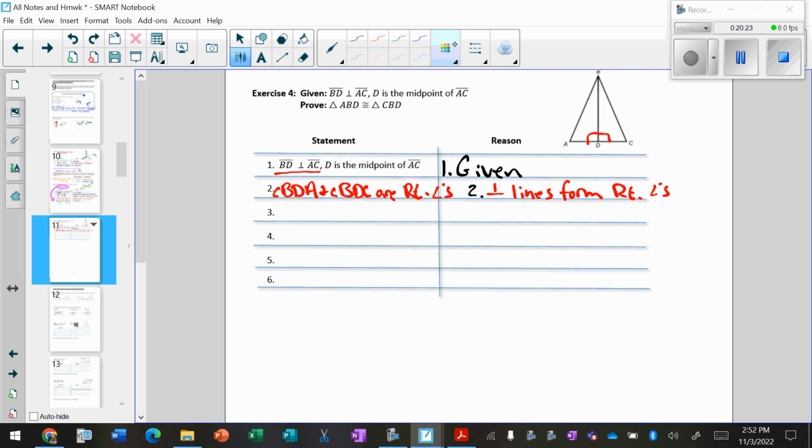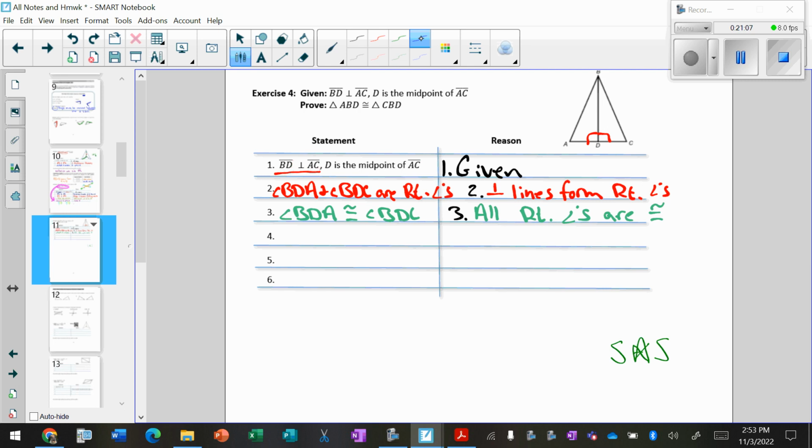But yesterday we did something else with this. As a result of them being right angles, and all right angles being 90 degrees, angle BDA is the same size and same shape as angle BDC. So they are congruent, and the reason why they are congruent is because all right angles are congruent. So that gives me a pair of equal angles to satisfy my side angle side criteria. So I have the angle part taken care of. Now I need a pair of congruent sides.